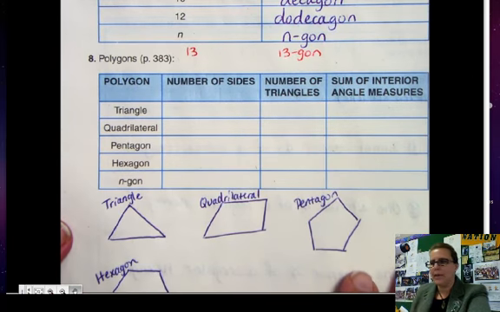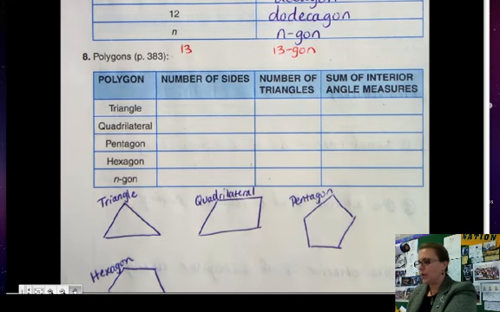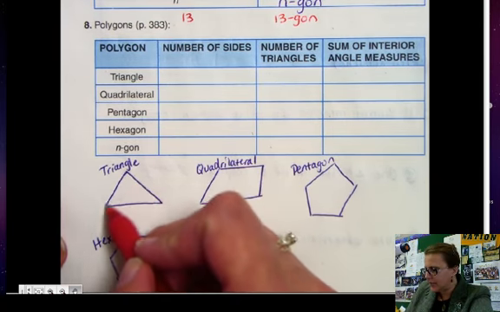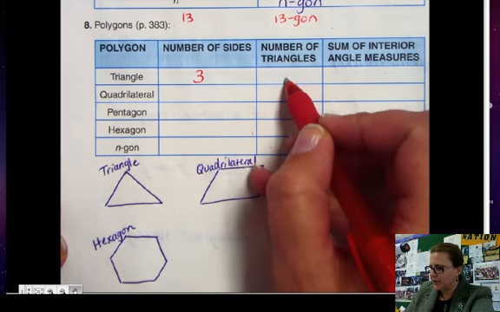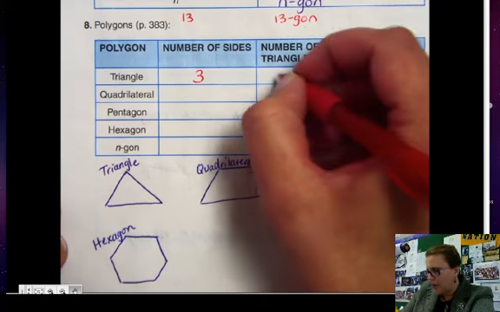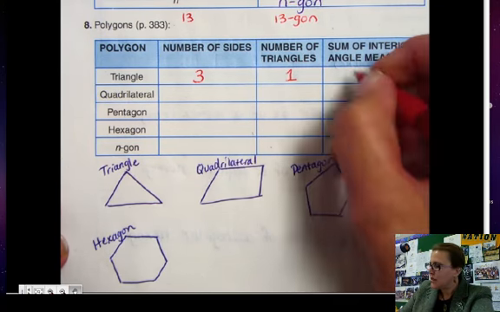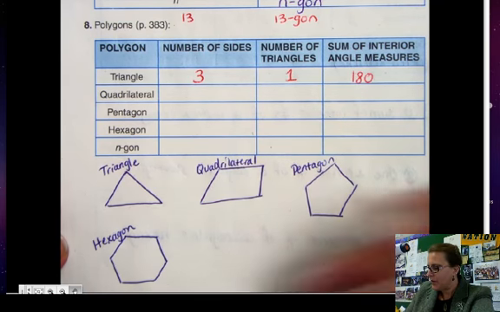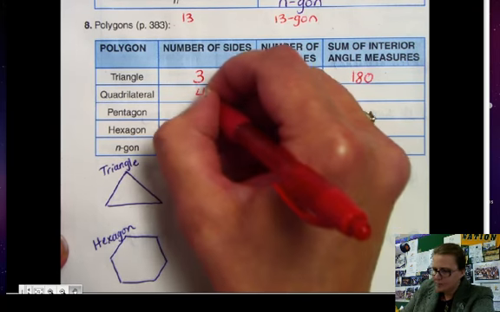Okay? So now let's talk about what the angle measures of all of these polygons are. If you have a triangle, how many sides does a triangle have? Well, it has 3 sides. And how many triangles are made inside this triangle? Just 1. And what is the sum of the interior angles? 180. Right? We already learned that, the triangle sum theorem. How about a quadrilateral? Well, there are 1, 2, 3, 4 sides.